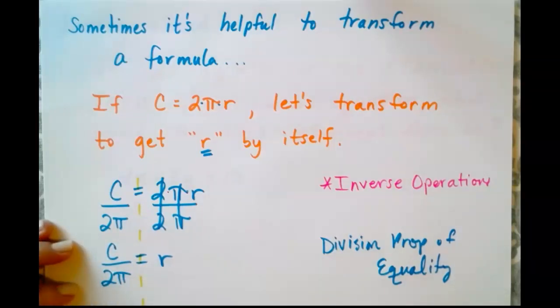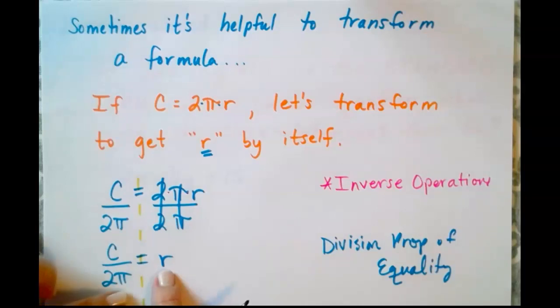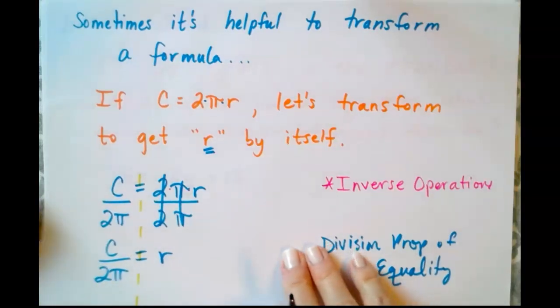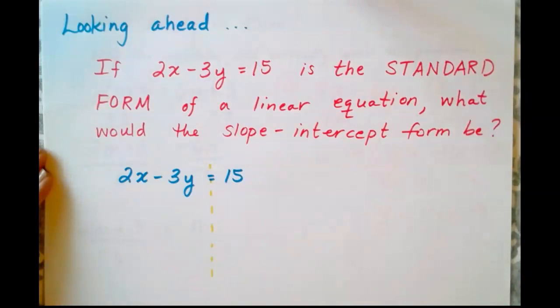And that's our answer. One of the things we're going to see as we go farther into algebra is that we're not always going to get a nice, tidy numerical answer. In this case, our answer is r in terms of C and pi. So we transformed the formula.